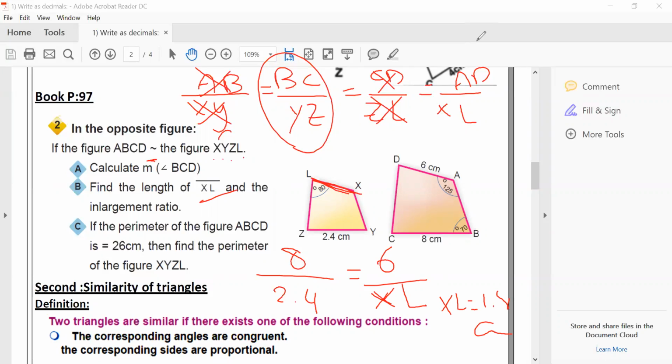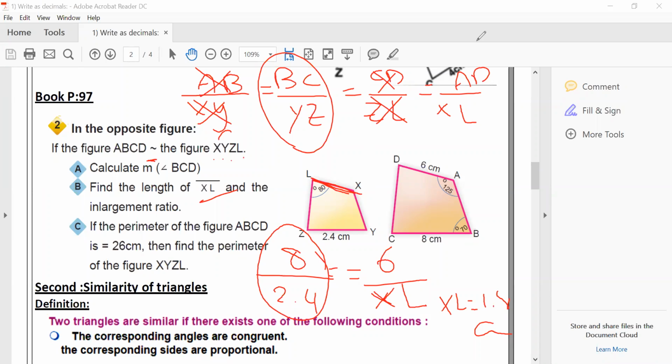So you got XL. What is the ratio of enlargement? Is it greater than 1? Yes, it's greater than 1. Equal to what? When you simplify 8 divided by 2.4, you find that it is equal to 10/3, because you removed the decimal and then you simplified.